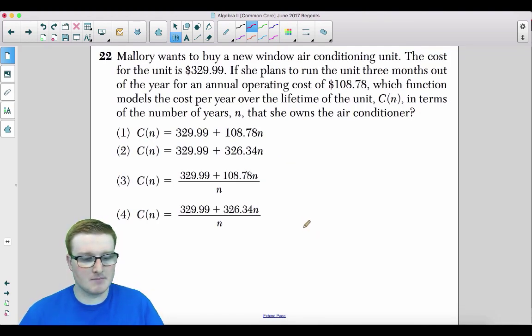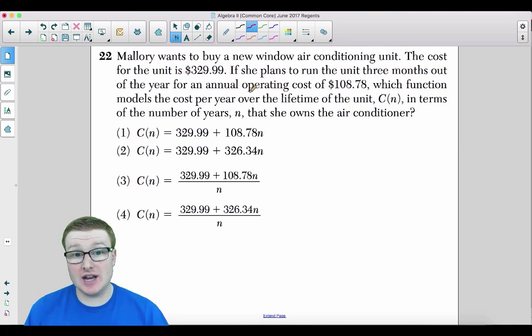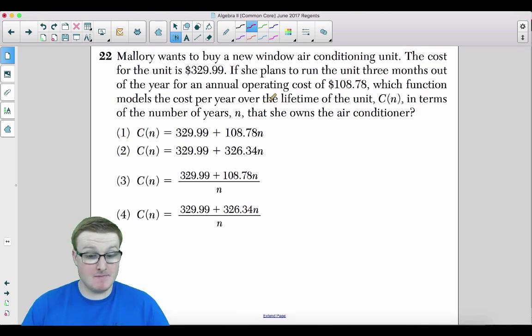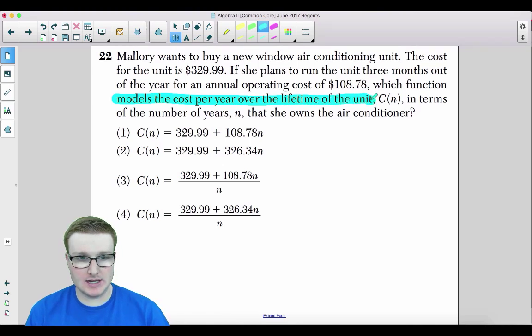22 was annoying. Mallory wants to buy a new window for her air conditioning unit. The cost of the unit is $329.99. If she plans to run the unit 3 months out of the year for an annual operating cost of $108.78, which function models the cost per year over the lifetime of the unit, C of N, in terms of the number of years N that she owns the air conditioner? Okay, a couple things that we want to highlight here that are important. First and foremost, it models the cost per year over the lifetime of the unit, C of N, in terms of the number of years.